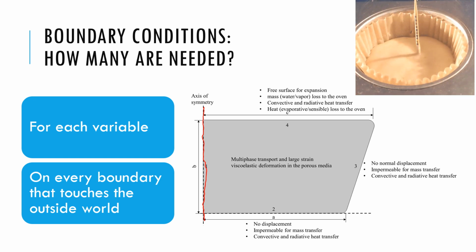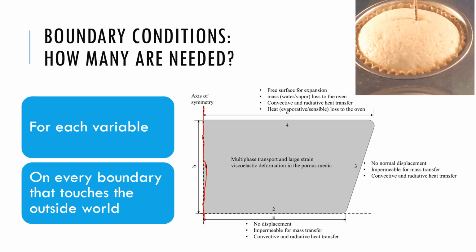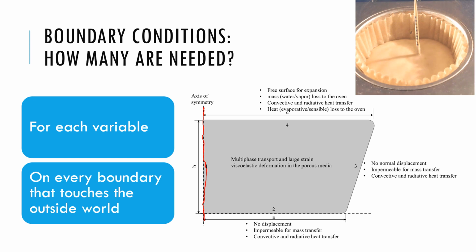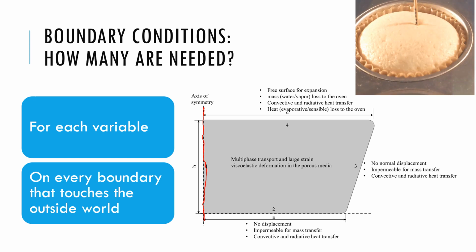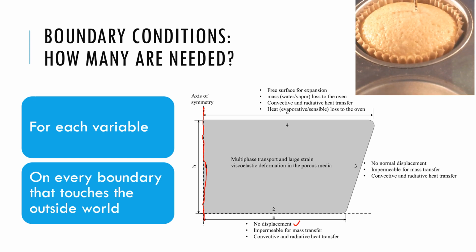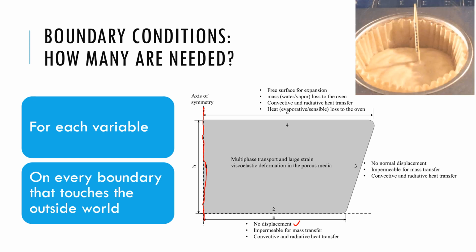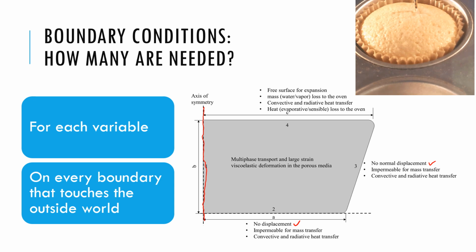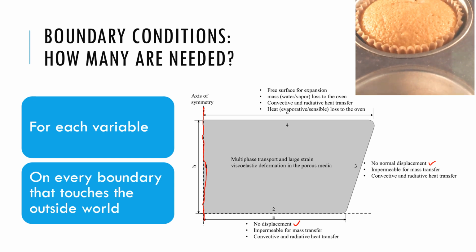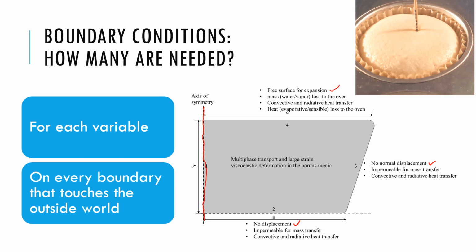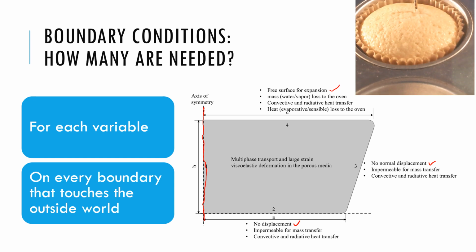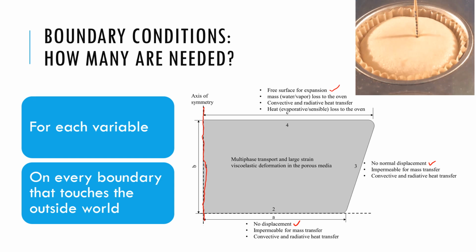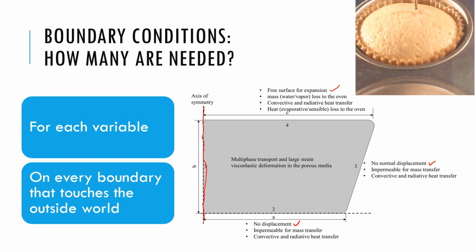So let's say for deformation, because the dough is sitting on the metal tray, it does not have any displacement. So no displacement, no normal displacement, but on the top surface, it's free to expand. So those are the three boundary conditions for the mechanics problem, for the deformation problem.